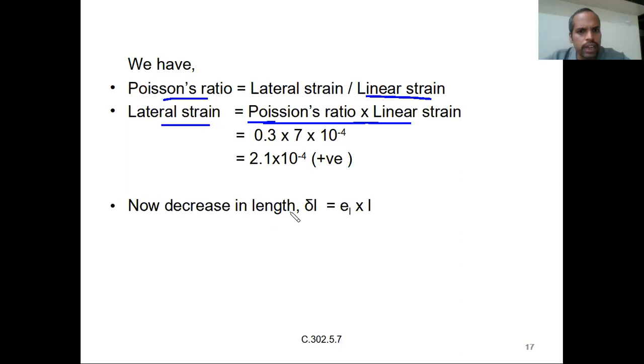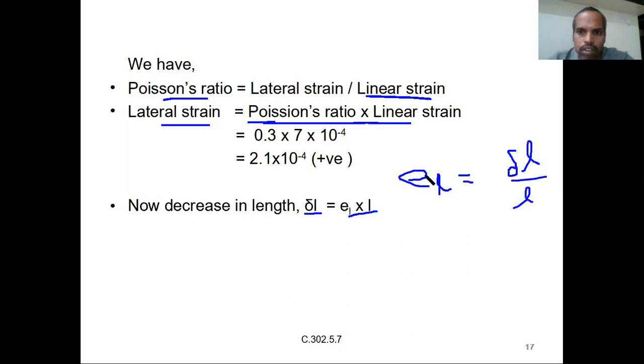So now decrease in length, delta L, is equal to linear strain into initial length. Decrease in how much, delta L? Delta L we reverse it, because directly it is not given. So from where can we calculate it? Linear strain is equal to change in length by original length. From this one we can calculate the delta L. So that is nothing but linear strain, EL, which is linear or longitudinal strain, equal to change in length by original length.